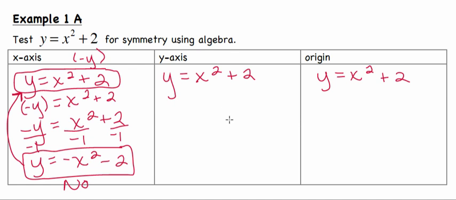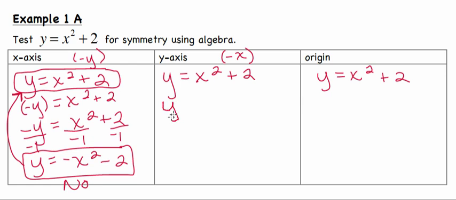Now we're going to go ahead and test for y-axis symmetry. And I start by writing my original equation down. That's how I like to do it. You can skip that step if you want to. However, you can't skip the next step, which is to take all of your x's and replace them with a negative x. So if you're testing for y-axis symmetry, then you're going to take all of your x's and replace them with a negative x.